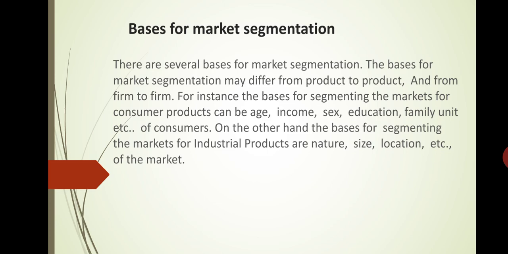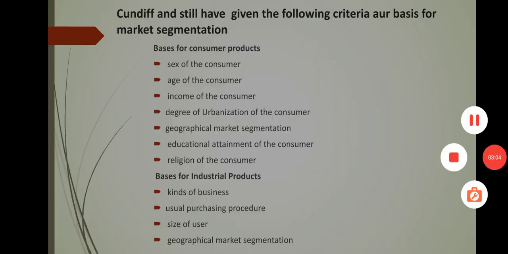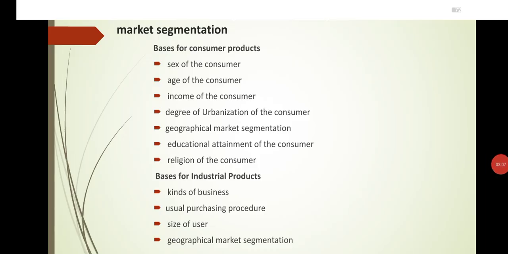On the other hand, for segmenting the markets for industrial products, we can divide the total market according to the nature, size, location, etc. of the market, right? Different authorities on marketing have given bases for market segmentation in different ways. In the next slide, we will study one of them. According to Cundiff and Still, they have given the following criteria, or basis, for market segmentation.